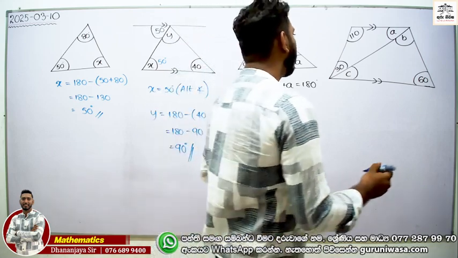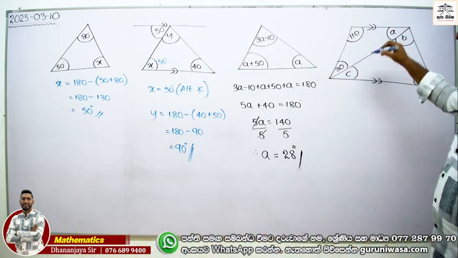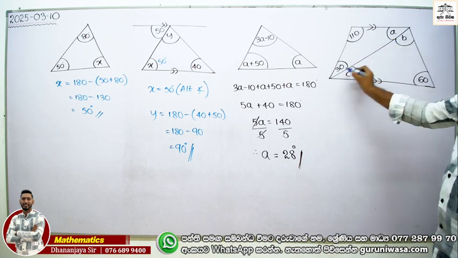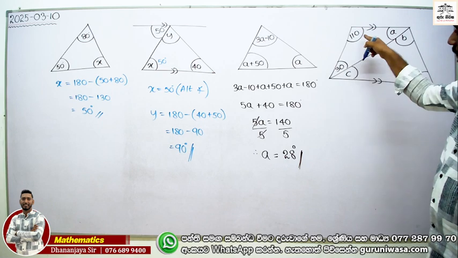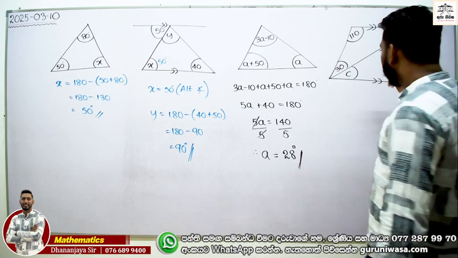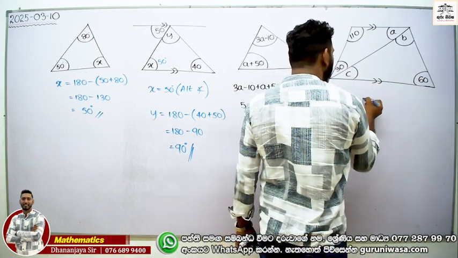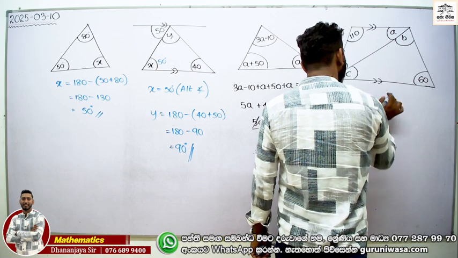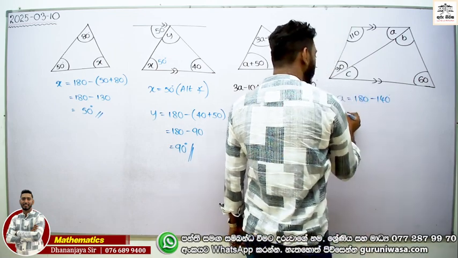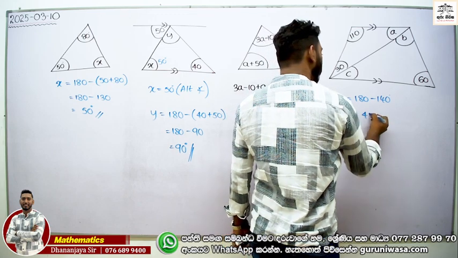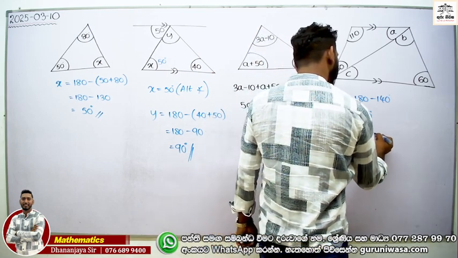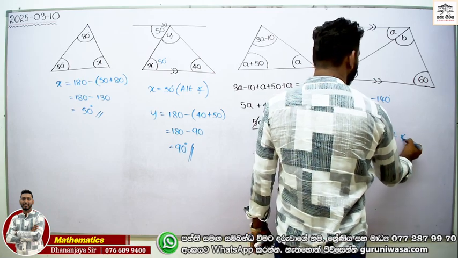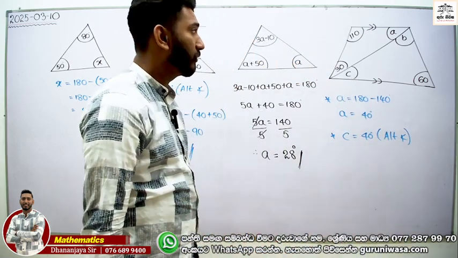And the last one, there are three unknown terms. Look at that. There are two parallel lines here, right? And A should be equal to C. A and C both are equal. Now listen. In this triangle, 110 plus 30 becomes 140. You need to subtract that from 180. Subtract 140 from 180. Simply A becomes 40 degrees, and C is also equal to 40 degrees because of alternate angles. Those two angles are equal.